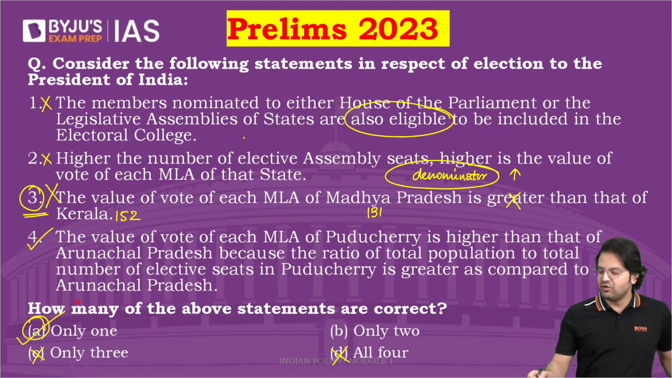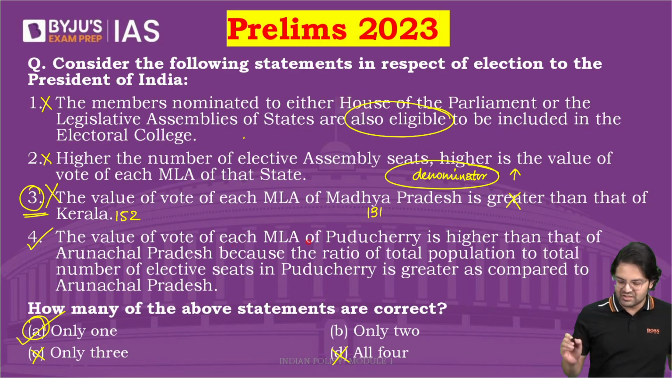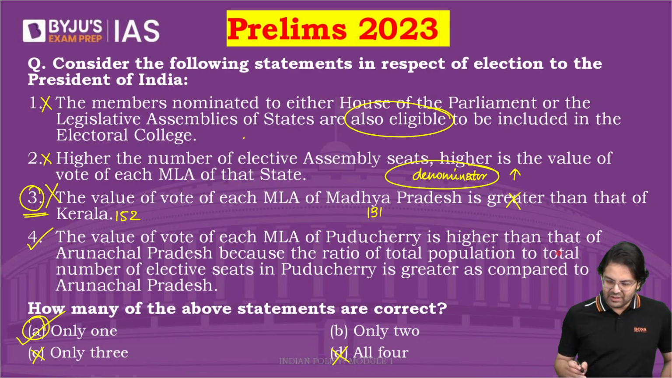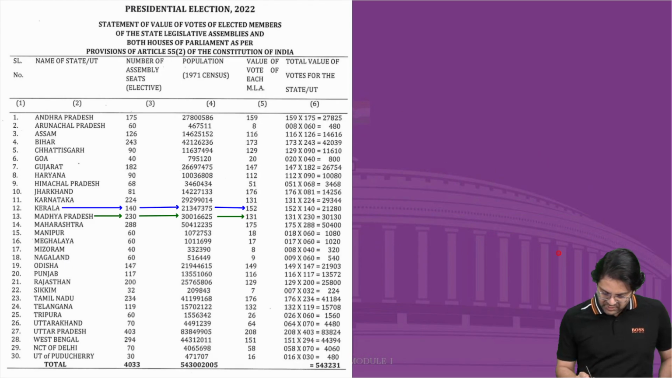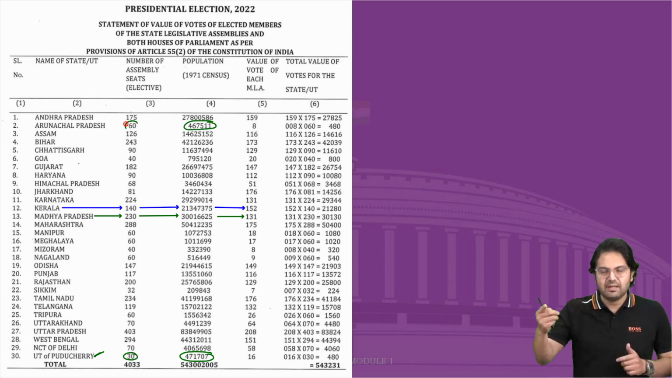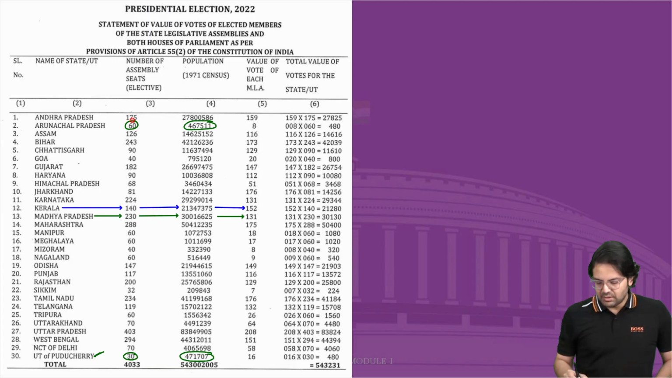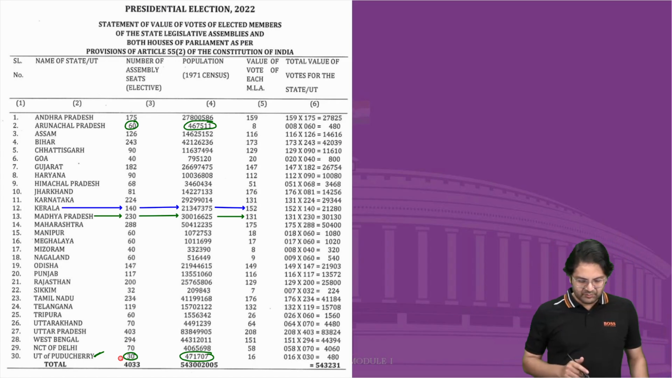The value of vote of each MLA of Pondicherry is higher than that of Arunachal Pradesh. You can see it again here. Population is almost the same as Arunachal. But since Pondicherry has 30 seats and Arunachal has 60 seats, if the denominator becomes very high, then of course the number becomes low. So in case of Pondicherry, the number of seats are less, hence the vote value is more. Right? Everybody okay?